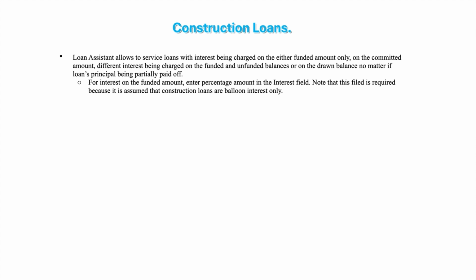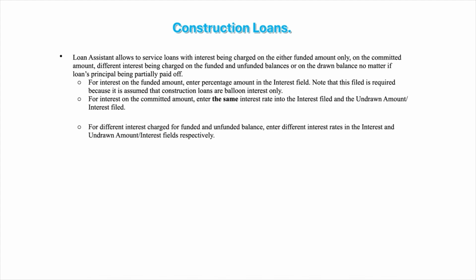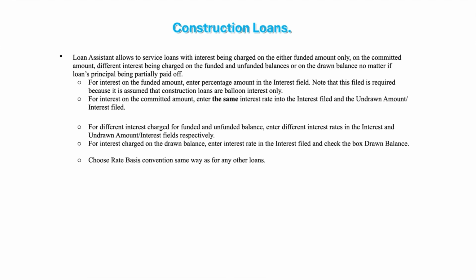Note that this field is required because it is assumed that construction loans are balloon interest only. For interest on the committed amount, enter the same interest rate into the Interest field and the Undrawn Amount Interest field. For different interest charged for funded and unfunded balances, enter different interest rates in the Interest and Undrawn Amount Interest fields, respectively. For interest charged on the drawn balance, enter the interest rate in the Interest field and check the box Drawn Balance. Choose Rate Basis Convention the same way as for any other loans.